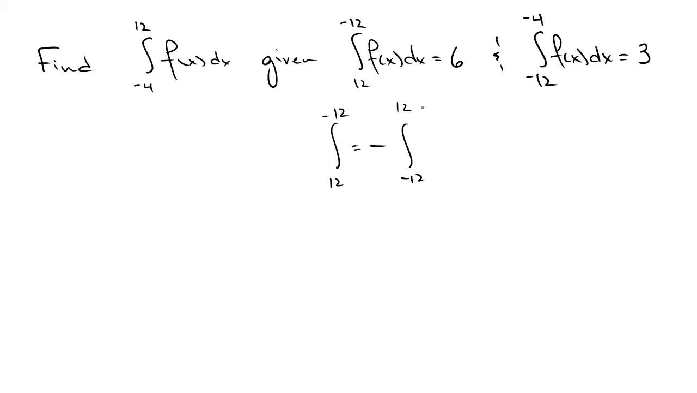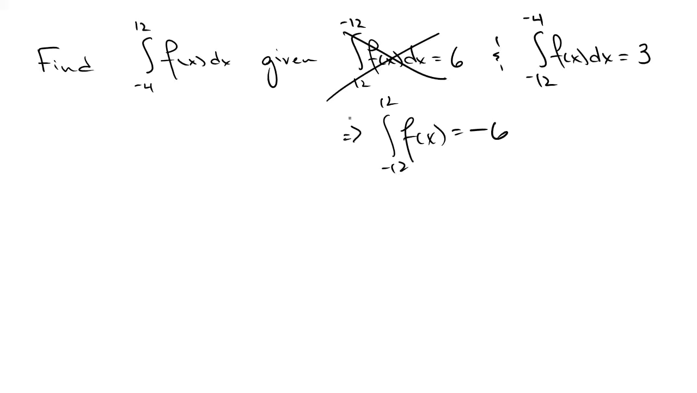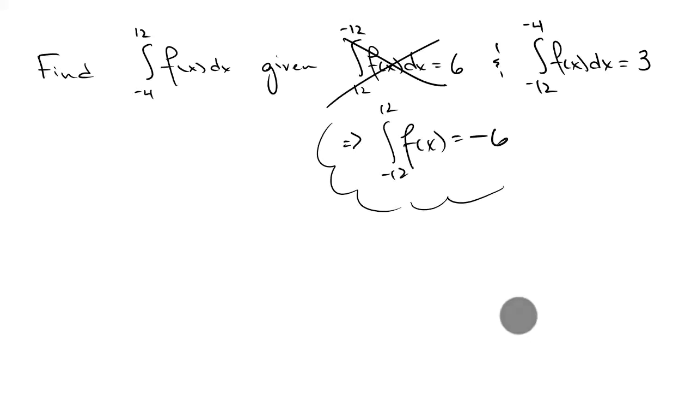And I apologize, I'll use this kind of shorthand as we go through this problem because it's just more efficient. But that means then that the integral from 12 to negative 12 tells us that the integral from negative 12 to 12 will equal negative 6, just by swapping these limits of integration. And I'm going to stop focusing on this and instead focus on this piece right here. Now that we have that, I'm going to go ahead and focus on the rest of the problem.